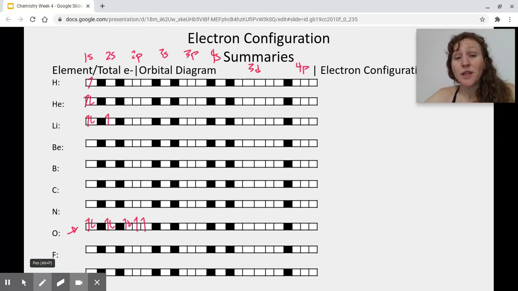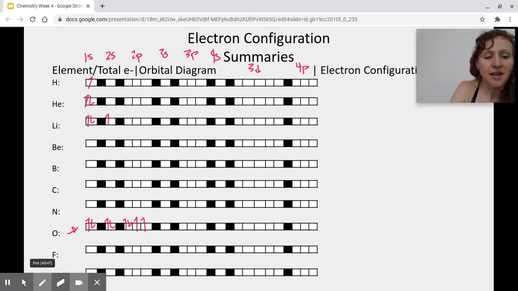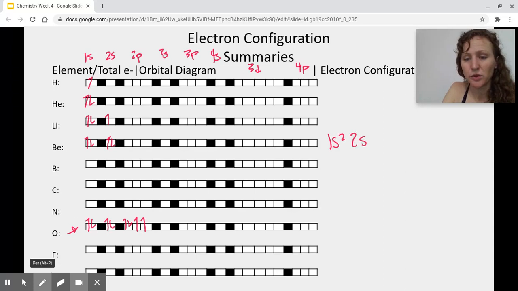Okay, so we can use this to write an electron configuration also. We look at beryllium, check the periodic table for the number of electrons it has. It has 4. We're going to put 1, 2, 3, 4 in here, and then it'll give us our electron configuration, 1s2, 2s2.